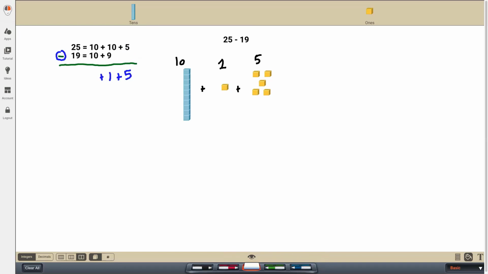Then I need to take the 10 from the 19 away from one of the 10s from the 25. So I'm going to click on this 10 and delete it. Now it's gone, and I'm going to erase that. I don't have any 10s. 10 minus 10 is 0. Now I'm going to add back what I have for my answer. So 1 plus 5 equals 6. And here I have 0 plus 1 plus 5 is 6. So 25 minus 19 equals 6.